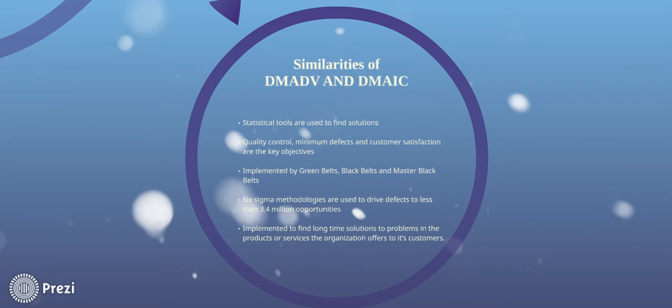They're both implemented by green belts, black belts, master black belts, and yellow belts, and are used to reduce defects to fewer than 3.4 per million opportunities. Both are implemented to find long-term solutions to problems in the products or services the organization offers to its customers.